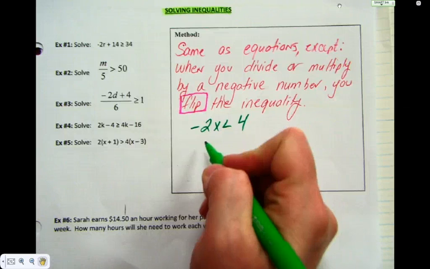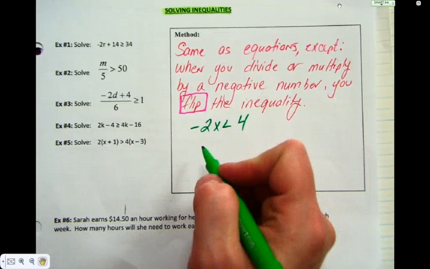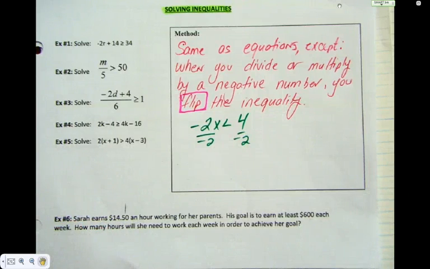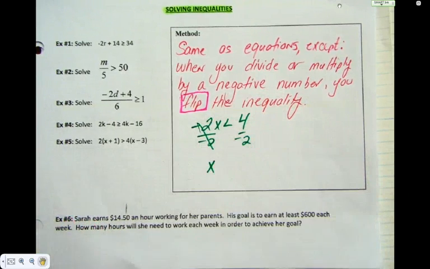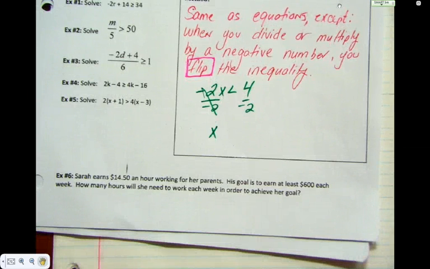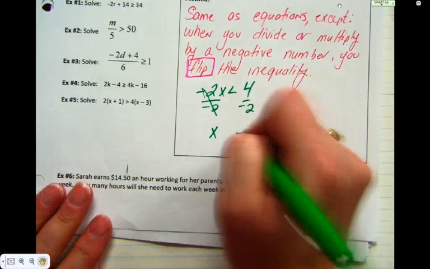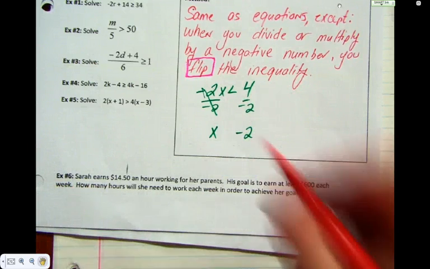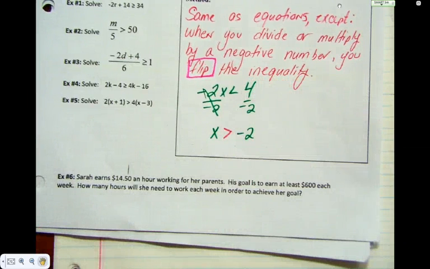So how do we get rid of a coefficient of negative 2? Divide by negative 2. On the left-hand side, it cancels, just like every other equation we've done. On the right-hand side, we have 4 divided by negative 2, which is just negative 2. The difference is it goes from a less than to a greater than. That's what it means to flip the inequality. Anytime you divide or multiply by a negative, we flip the inequality.